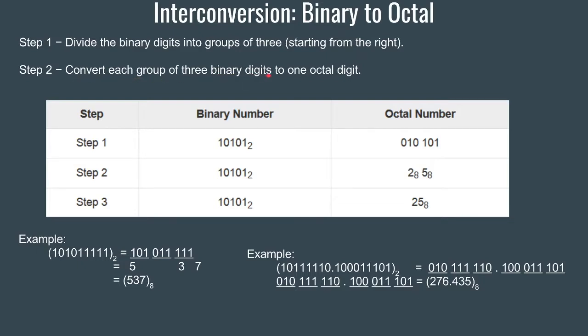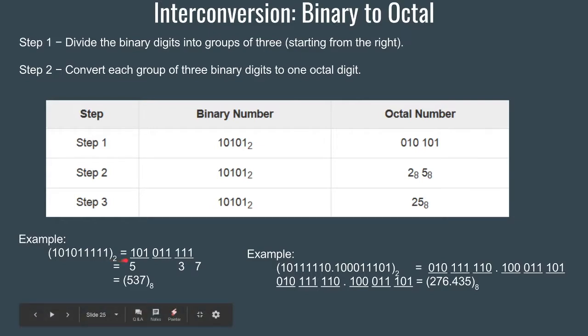Convert each group of 3 binary digits to one octal digit. Now that we have groups of 3, we will convert this particular group into its equivalent octal and this group into its equivalent octal. So 010 is essentially 2 in the octal number system, and 101 turns out to be 5. Now we just combine these individual numbers to get the entire octal number. So we get 25 base 8. Let's take a look at another example. Over here we have 1010 1111 another 1.